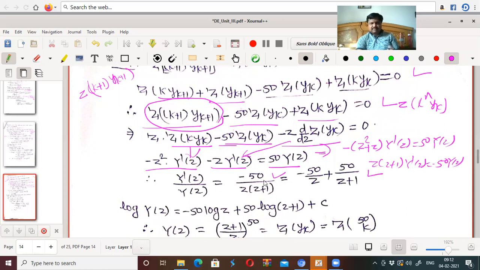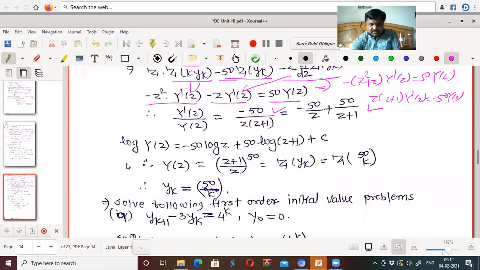Again, by using partial fractions here, a upon z plus b upon z plus 1. Therefore, integrating both sides, what you will get? This is log Y z equal to minus 50 log z plus 50 log z plus 1 plus integrating constant c. It is just integrating both sides. Therefore, Y of z equal to, now here you can write it as log c or c equal to 0, no matter, whatever you are writing. So this is log c, whatever you want.